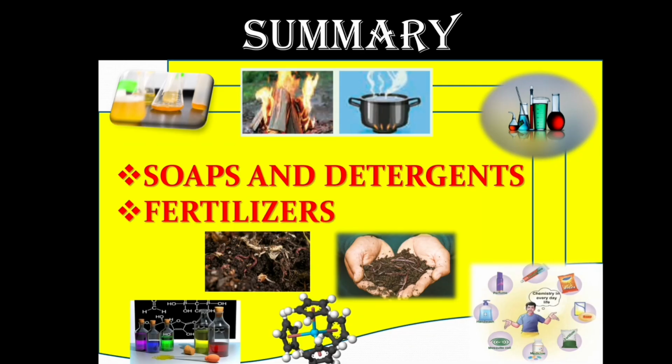Summary of the video: we discussed soaps and detergents and learned how to make a soap, and finally we discussed fertilizers and types of fertilizers, that is organic fertilizers and inorganic fertilizers. This is to be continued.